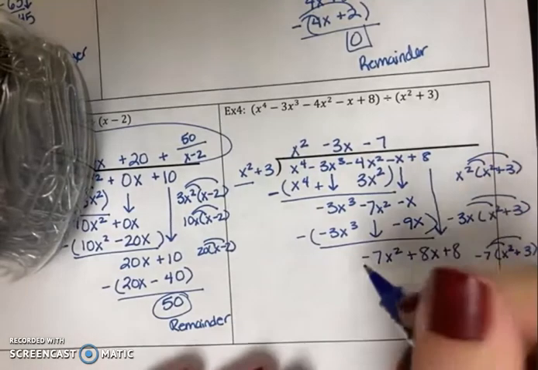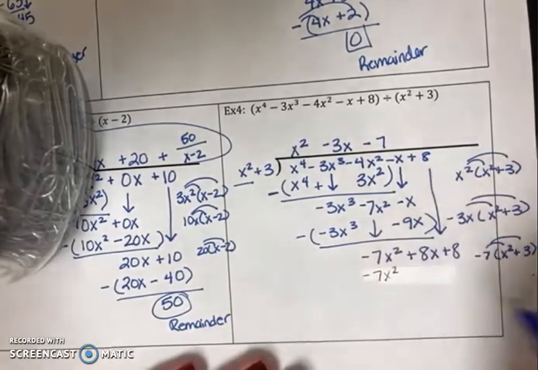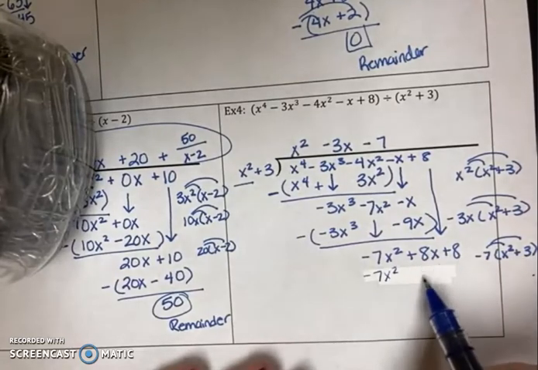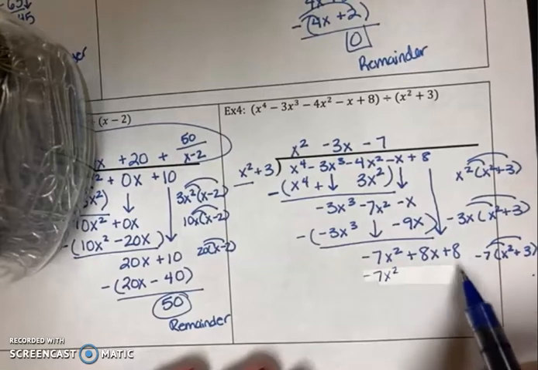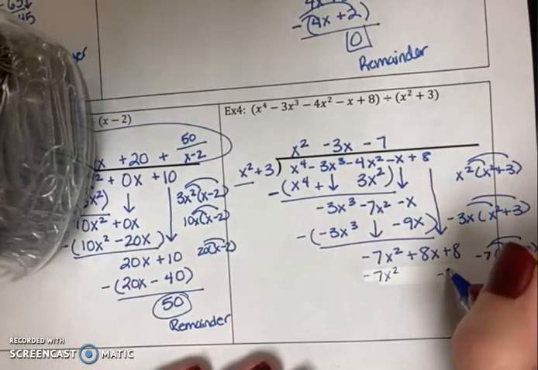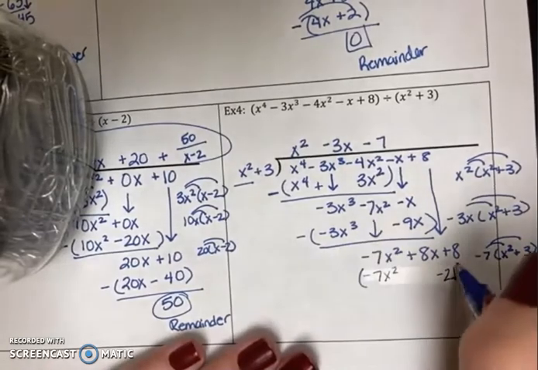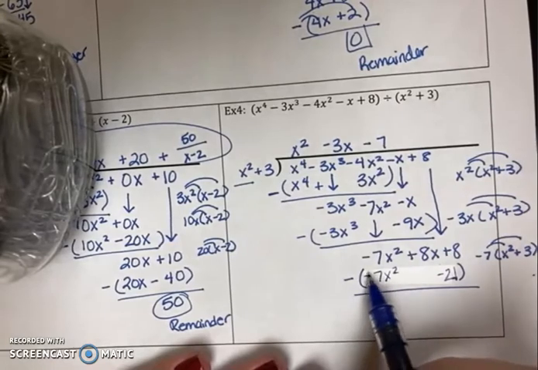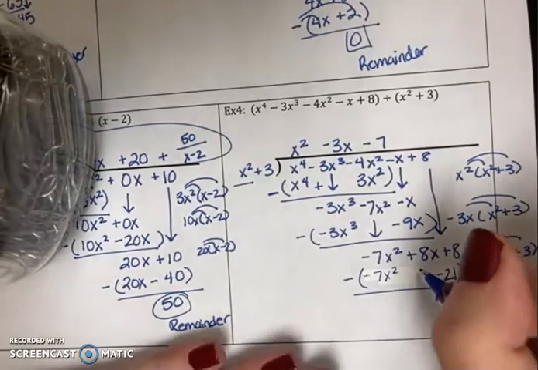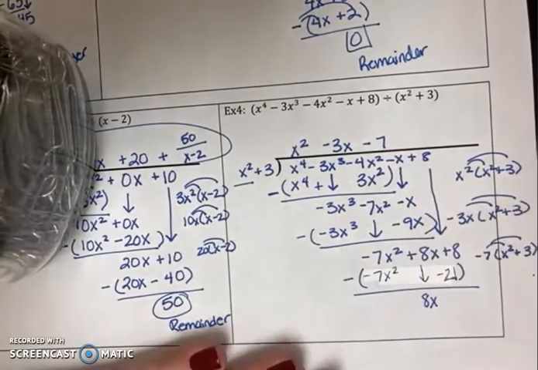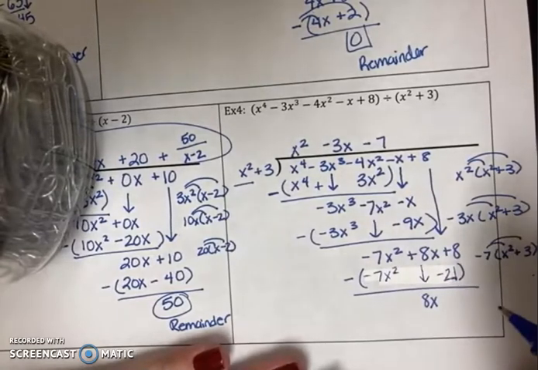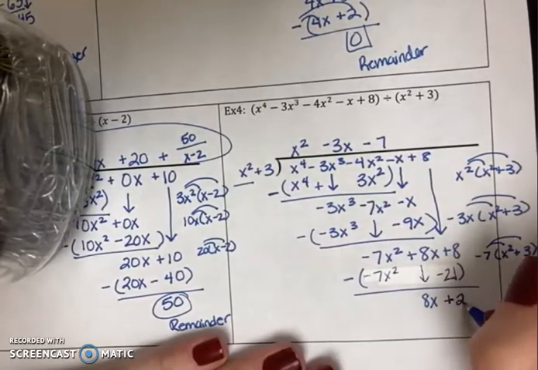If I distribute, that gives me a negative 7x squared and then a negative 21. Now this is my x term, so I don't want to put it right under here. I want to put it underneath the constant, so minus 21. Remember, we are subtracting this expression, so two negatives makes this a positive, so negative 7x squared plus 7x squared, those cancel out. And then I do have that 8x, and 8 minus a negative 21 is a positive 29.